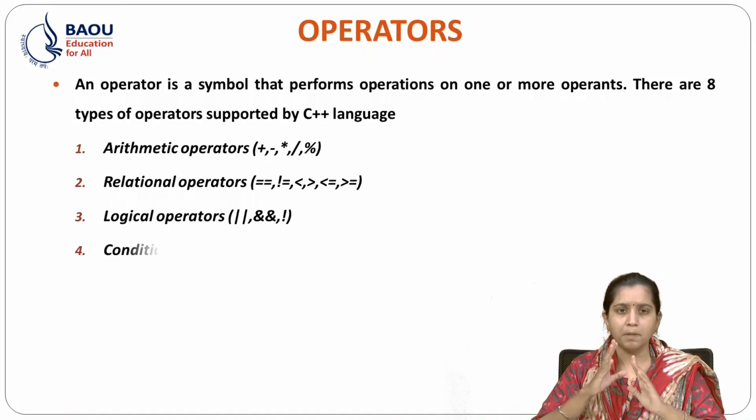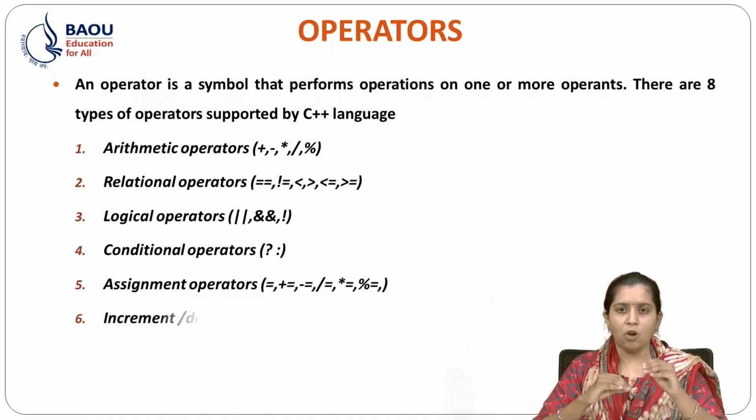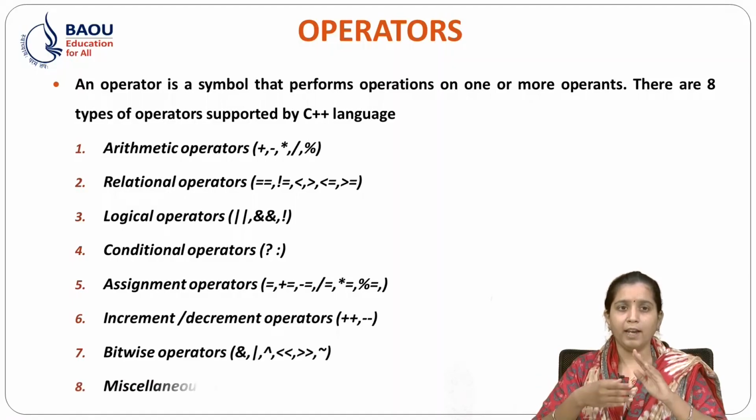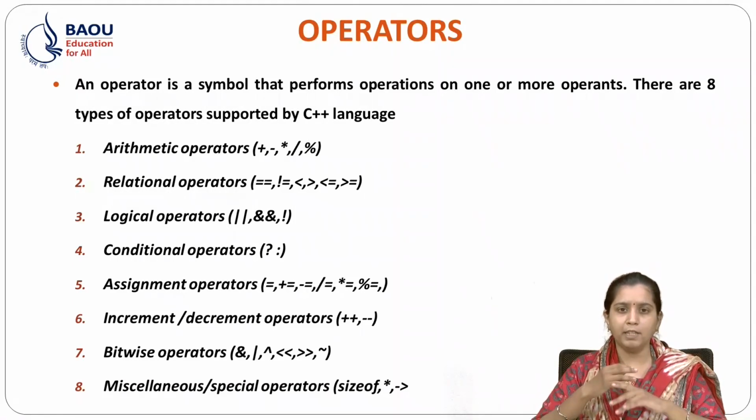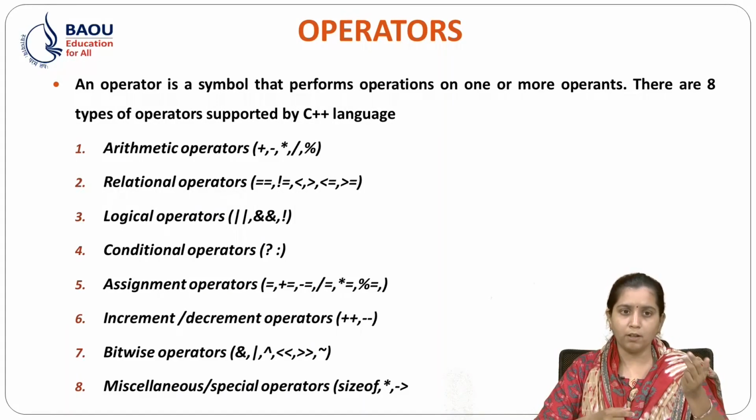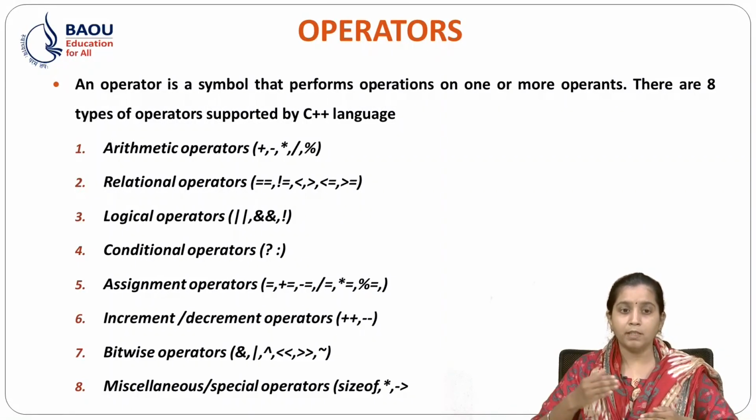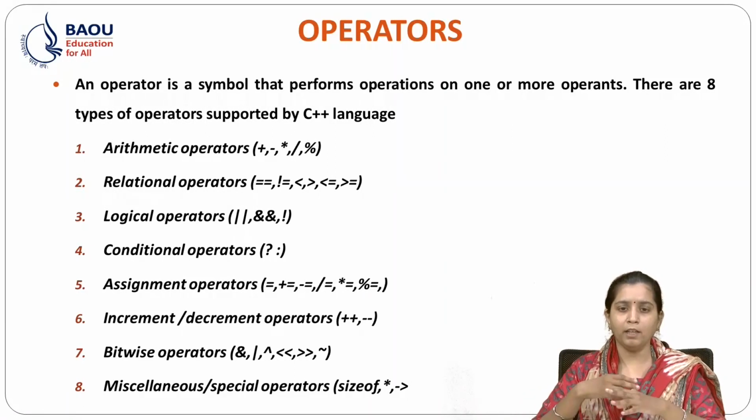Operators. An operator is a symbol that performs operations on one or more operands. There are 8 types of operators supported by the C++ language: arithmetic operators, relational operators, logical operators, conditional operators, assignment operators, increment or decrement operators, bitwise operators, and miscellaneous operators such as sizeof and pointer variable. So these are the operators which we will use in the next coming lectures, and we will see each of them in detail.